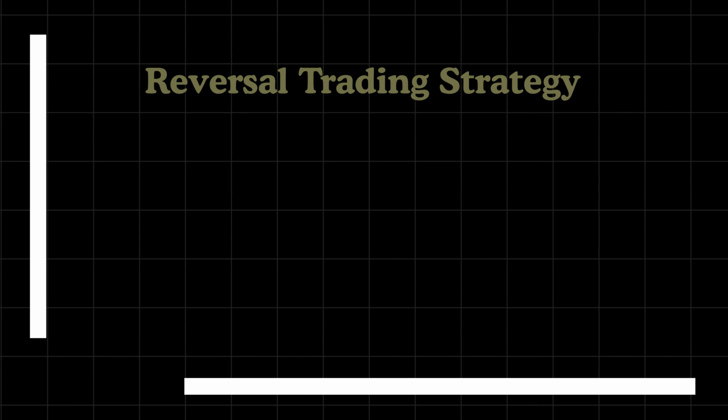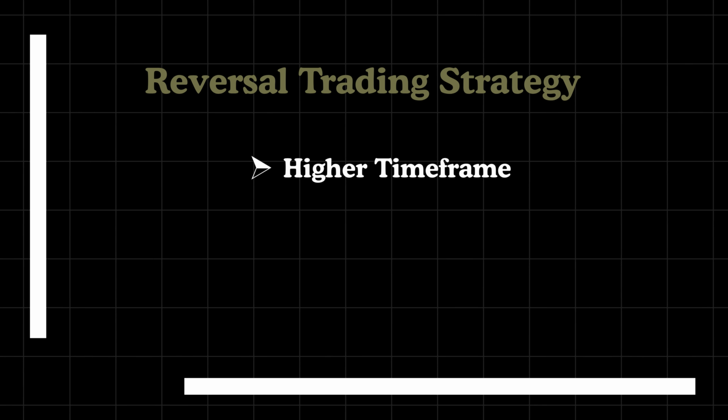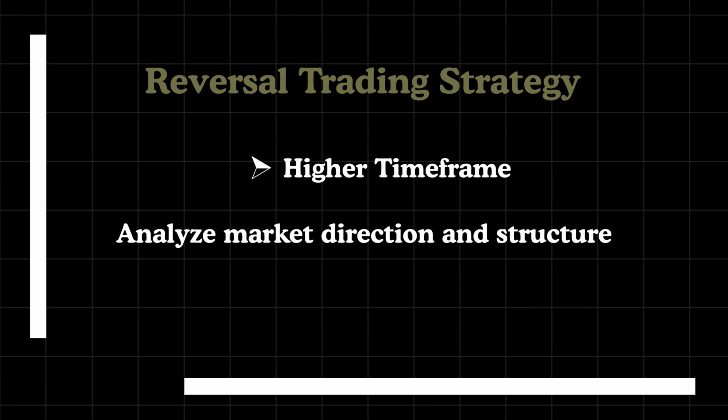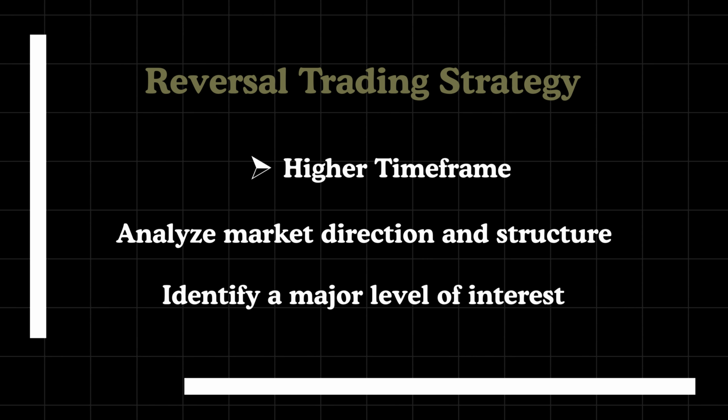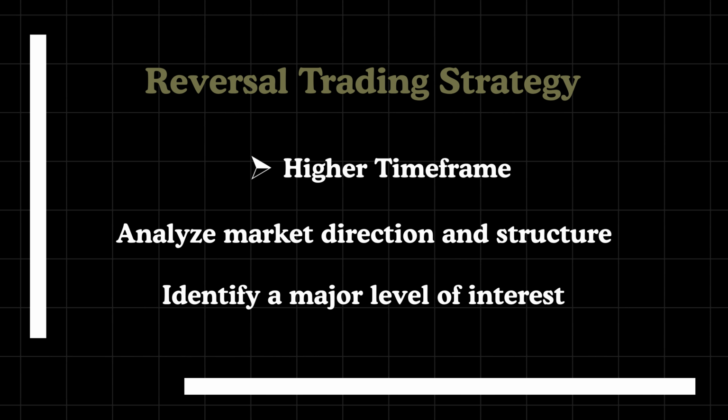Now, let me walk you through the step-by-step process of setting up a reversal trading strategy. This setup involves using two time frames. On the higher time frame, we assess the overall market direction and structure, and we identify a major level of structure that has the potential to reject the price.